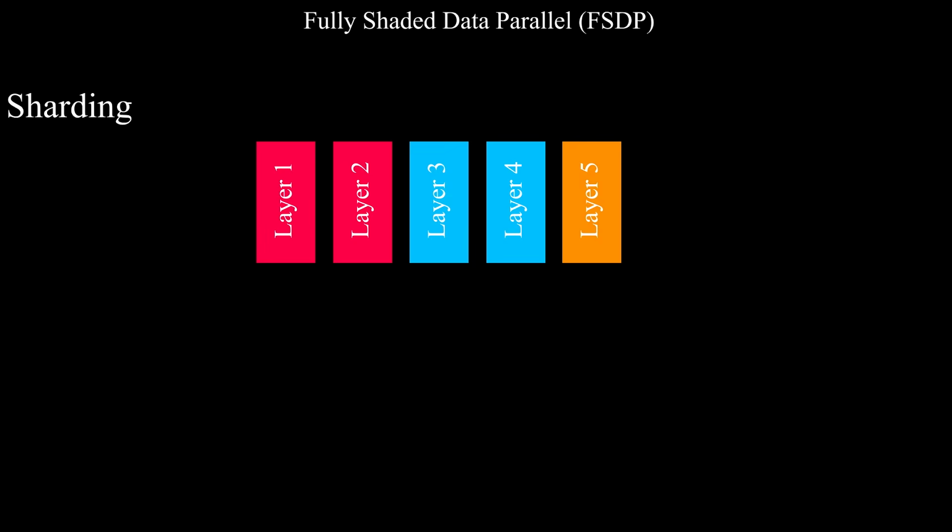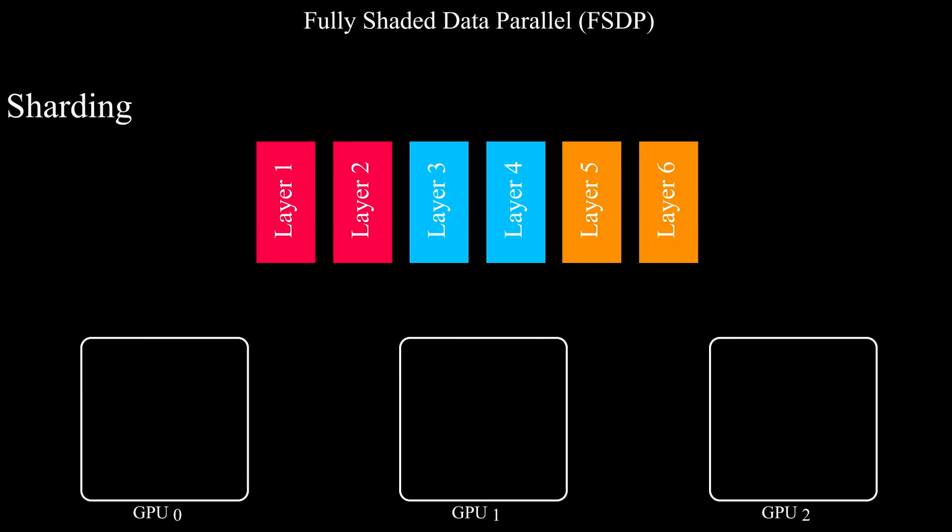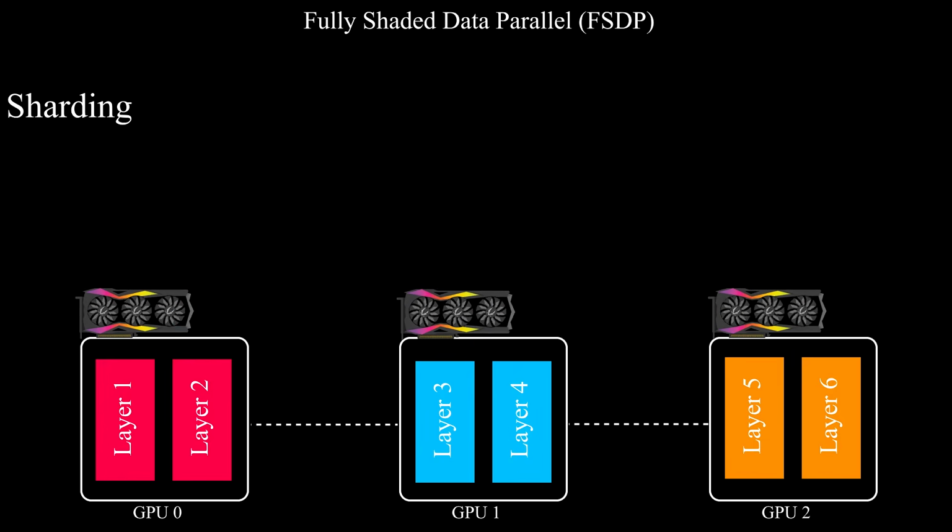One solution to this problem is to shard the model layers across different GPUs. For example, if you have a model with 6 layers and you have 3 GPUs, then you can distribute 2 layers to each GPU.